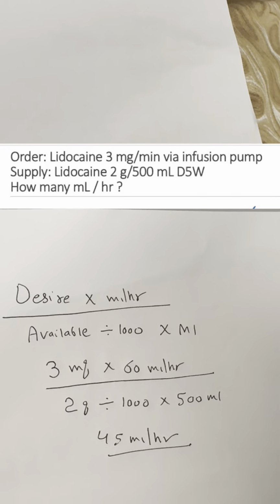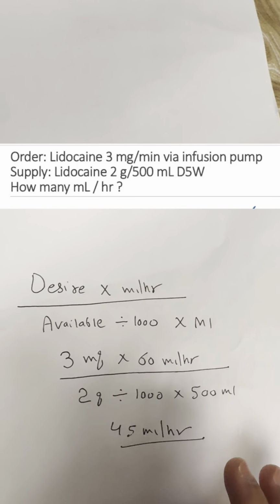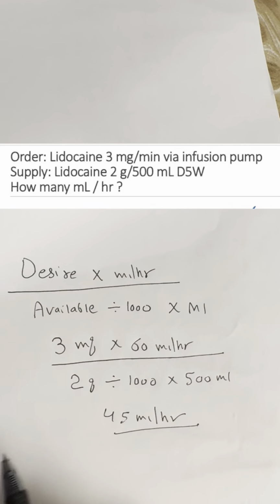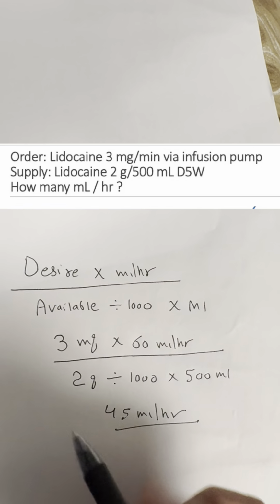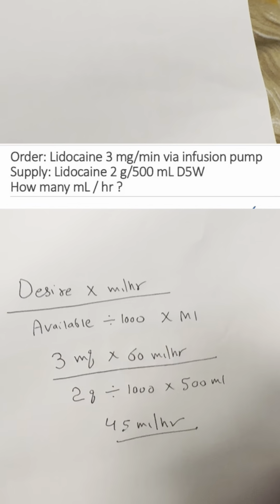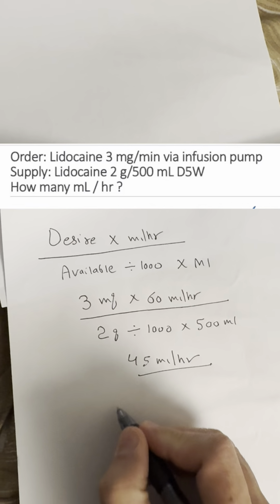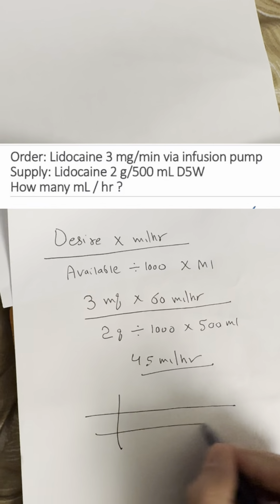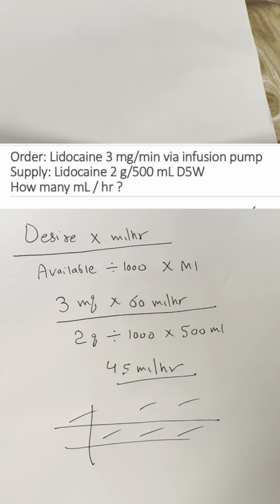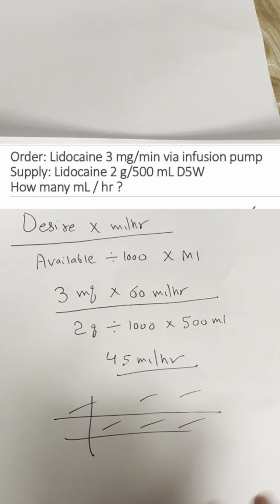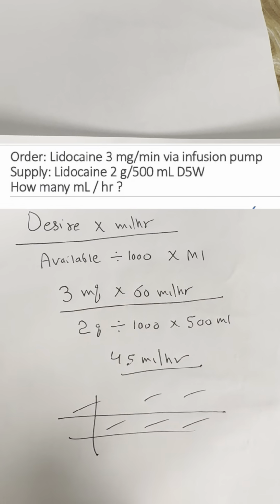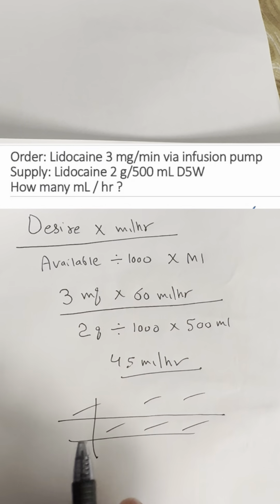I just want to mention there are other formulas to solve this kind of problem, but I feel like this is easy for me because I don't have to cross out this to that, this to that. I don't use the other formulas where you have to make it like a train. You cross here, cross here, cross here. If you like to use any formula that works for you, use that, because this way is easy for me to solve.